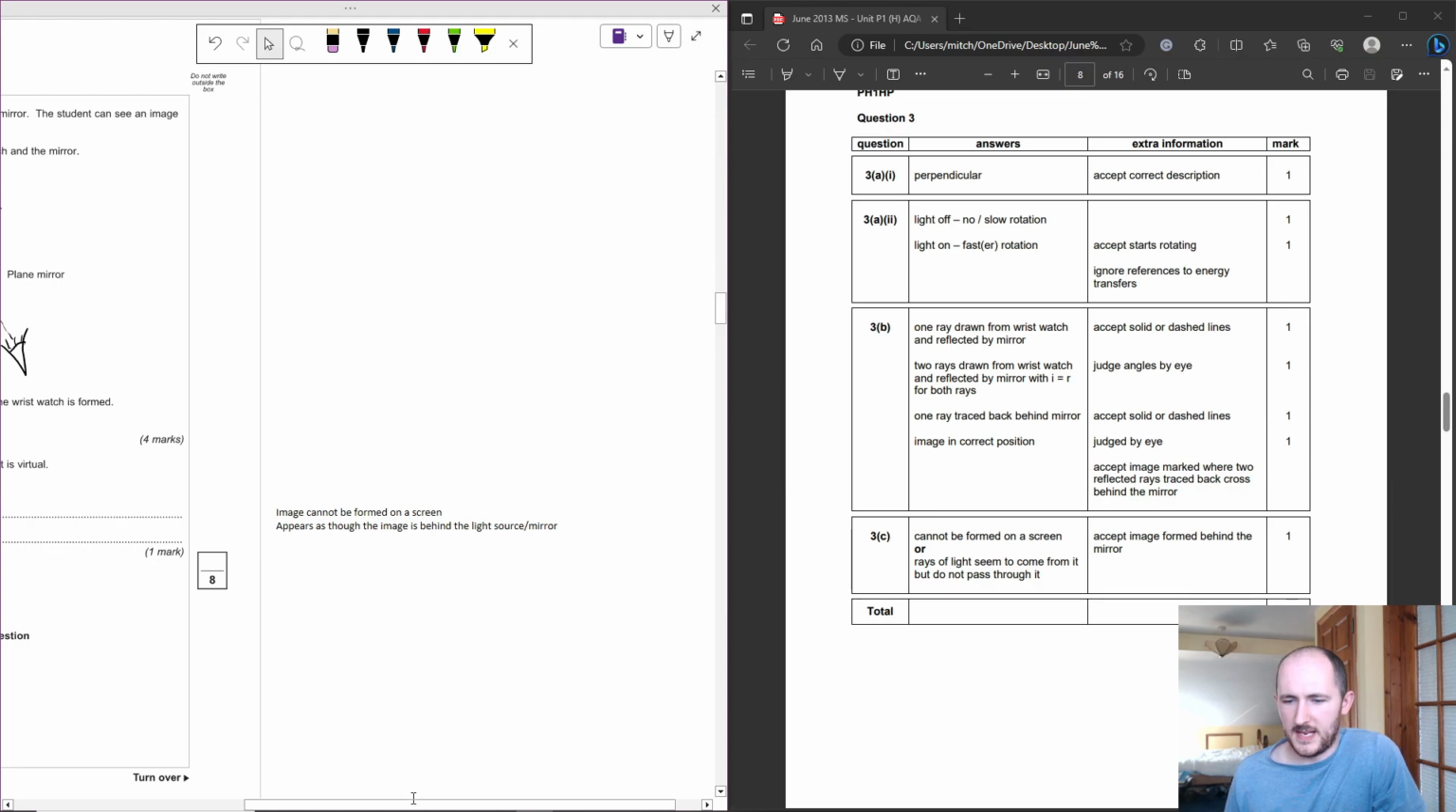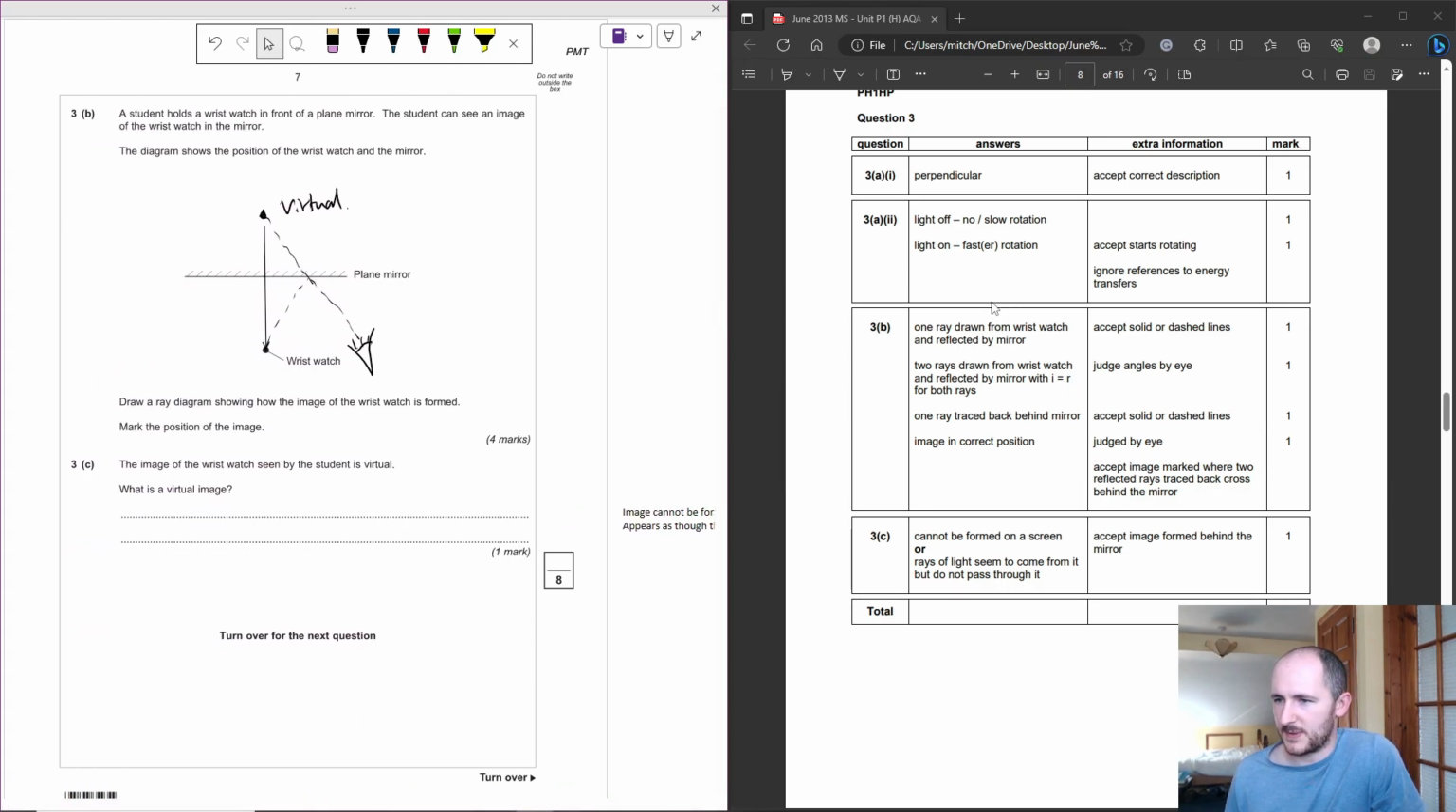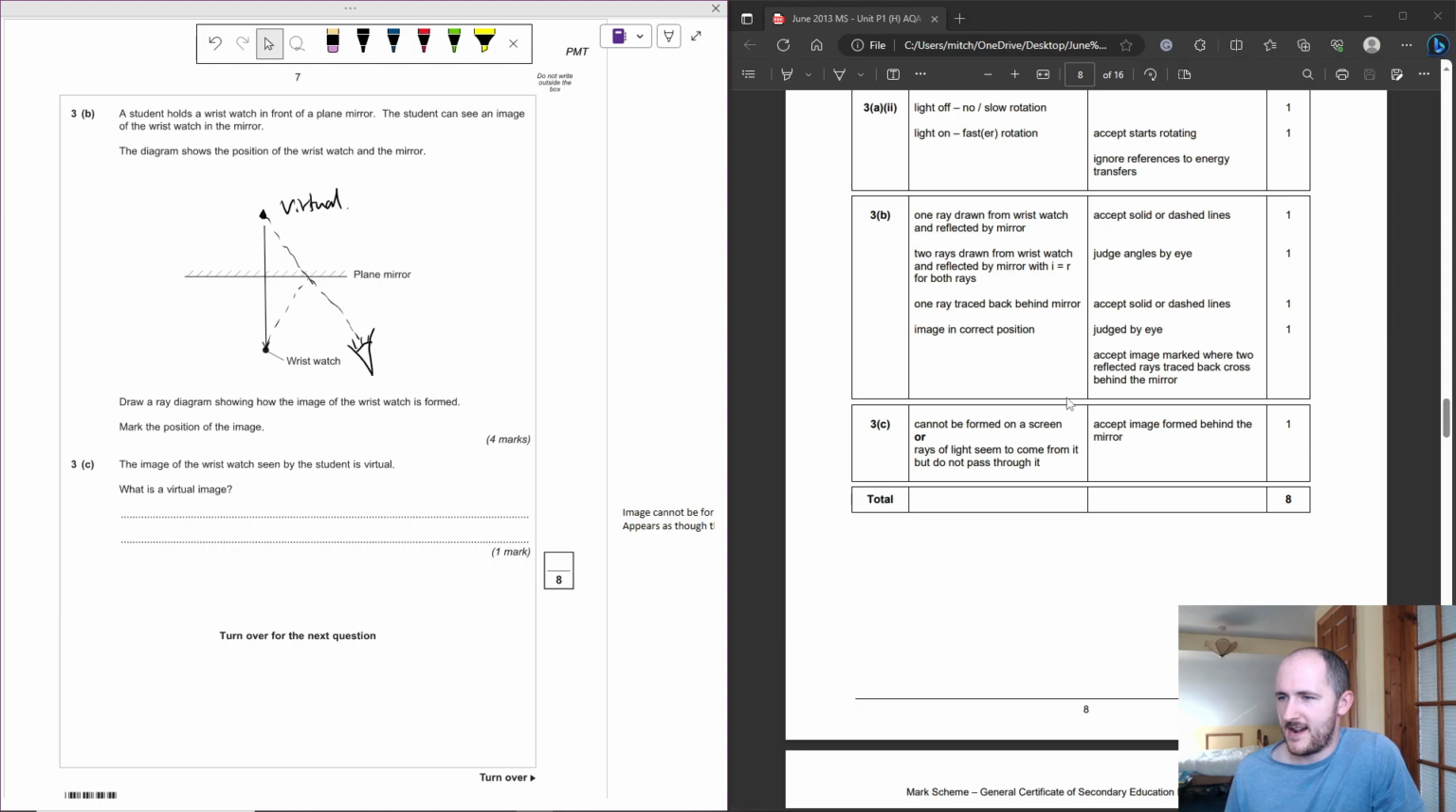Okay, this is going to be interesting. I don't actually know how I'm going to mark this because the mark scheme... Okay, so 1 ray drawn from the wristwatch and reflected by the mirror. So I've done that. 2 rays drawn from the wristwatch and both reflected. 1 ray traced behind, that's what I did here. 1 ray with the incident and reflected, I did that. Image in the correct position?